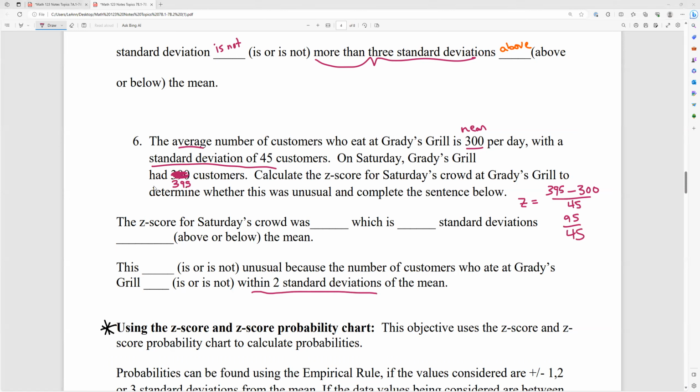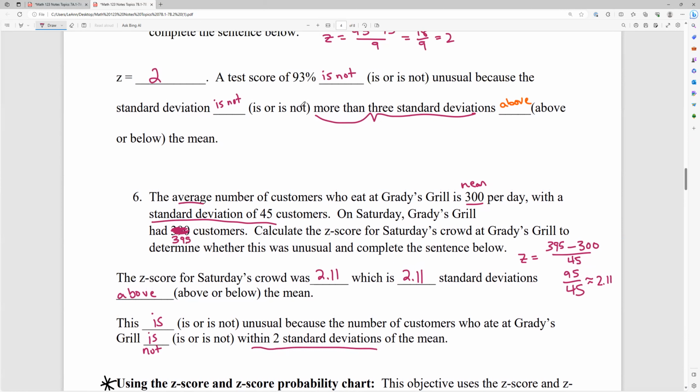And then this one will actually be outside of the 2. So this is 2.11 for the z-score. The z-score for that crowd was 2.11, because we usually round those to 2 decimal places unless they say otherwise. That is 2.11 standard deviations above the mean, because it is a positive z-score. This is unusual for this specific problem because they said we want to be within 2 standard deviations, and the number of customers who ate at Grady's Grill is not within 2 standard deviations of the mean.